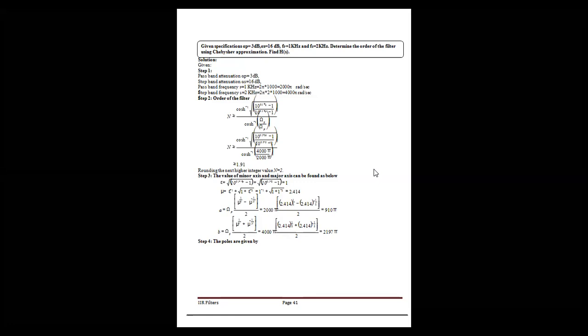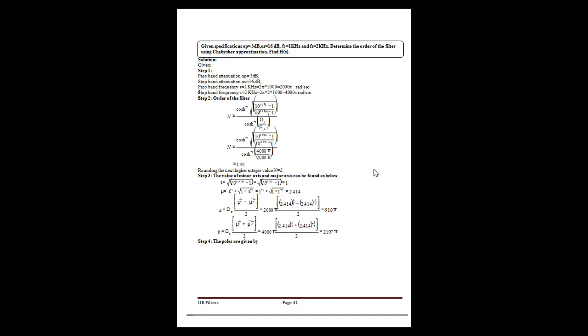Okay. So we know the specification: alpha p, alpha s, and here the passband frequency is given. We know the relation between omega and frequency is omega equals 2 pi f. So we'll be calculating 2 pi times 1000, since 1 kilohertz equals 1000 hertz. So it will be 2000 pi. And for the 2 kilohertz, we'll have 4000 pi radian per second. Okay. So this is step 1, the given data.